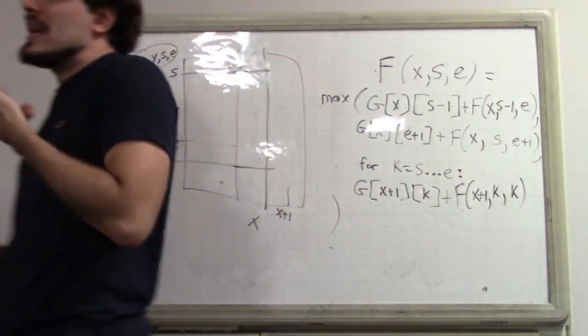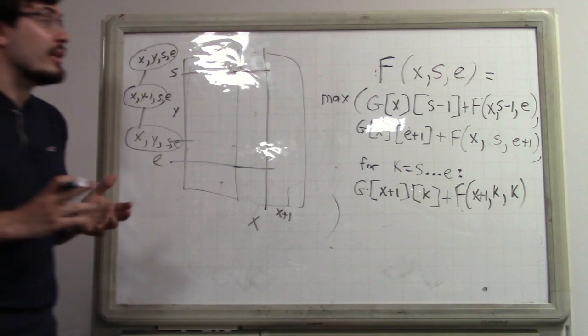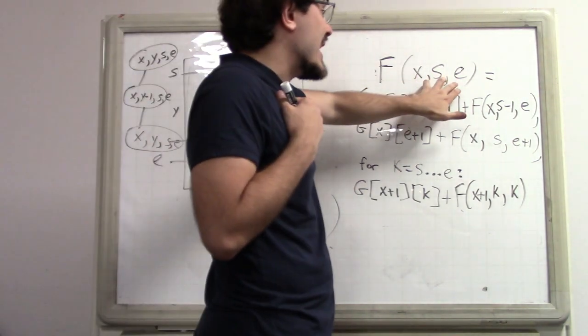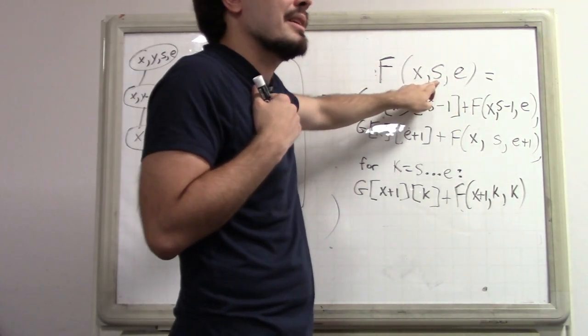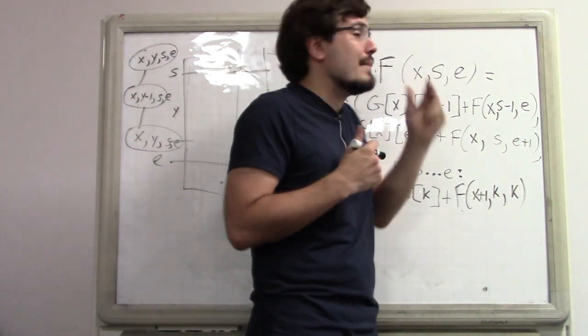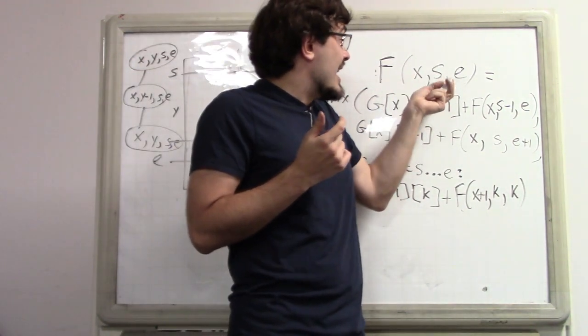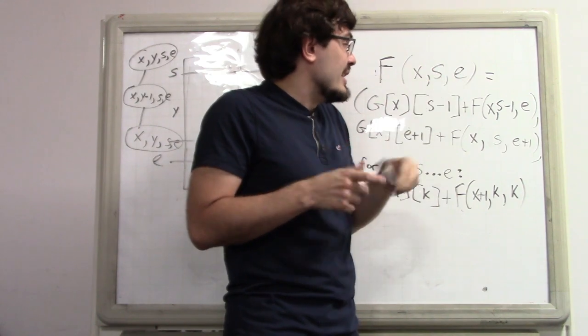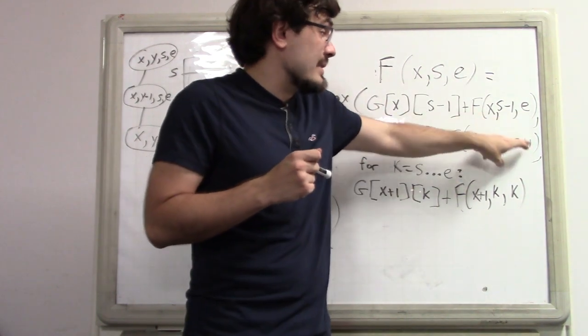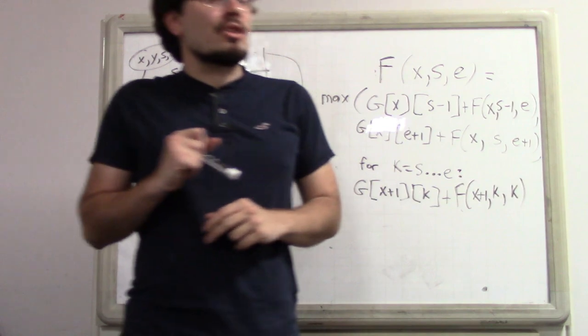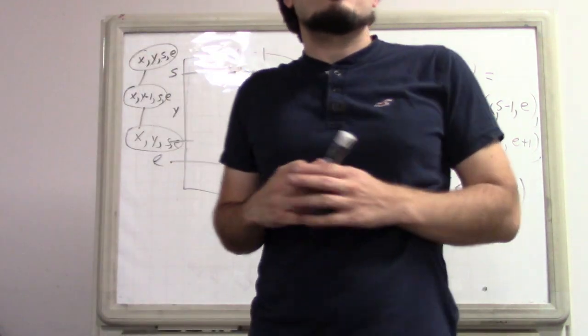To return to the same case, if it's the same case, then E minus S will be the same. But if you calculate this E minus S, you will see that it always grows as you make these calls. So that means you never get back to the same case.